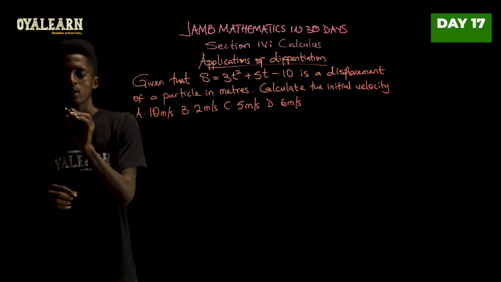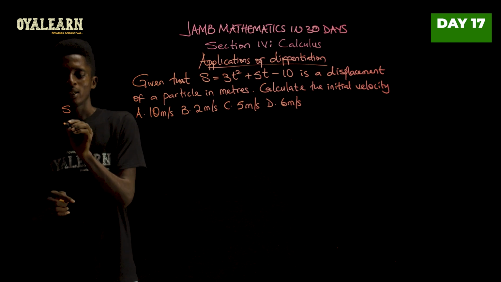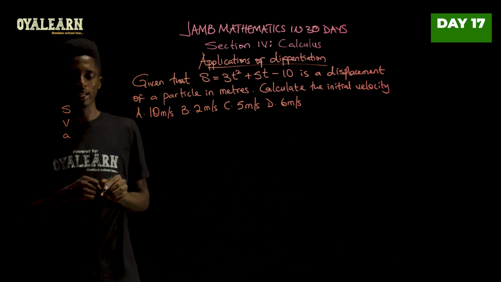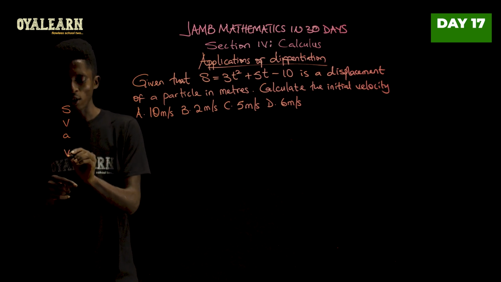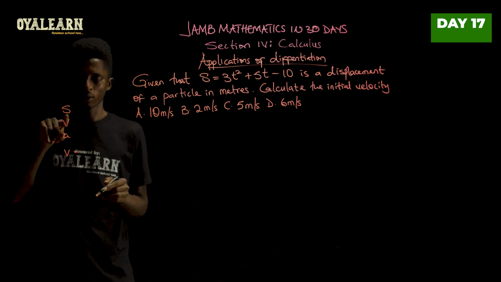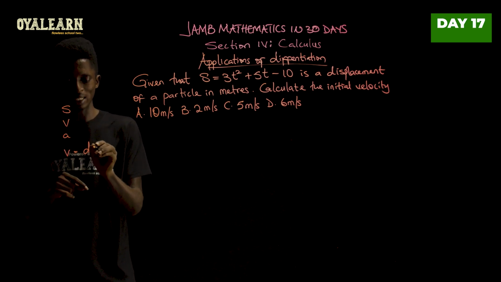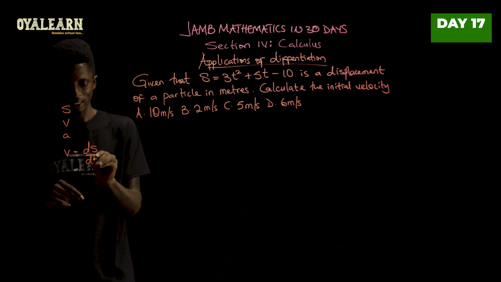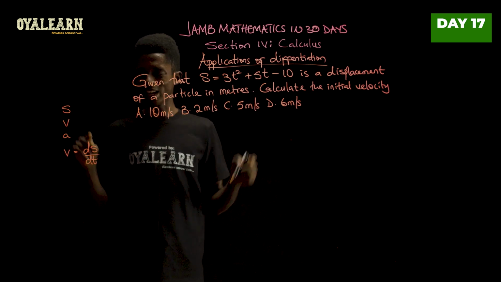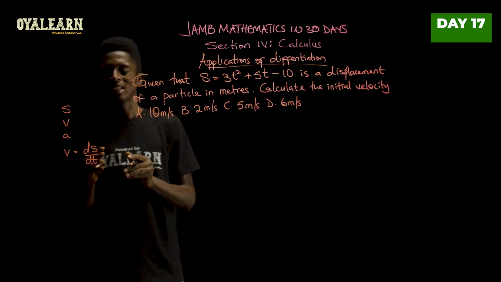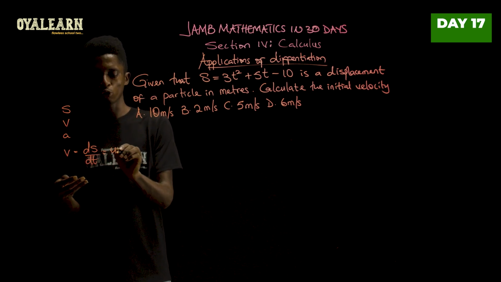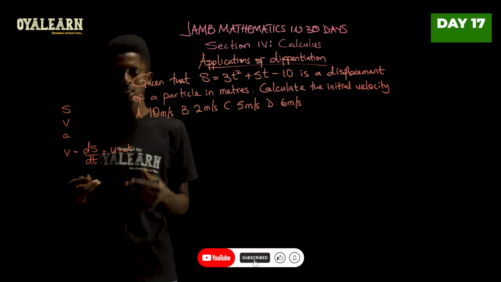When you have s and you're working with velocity, there's also something we call acceleration, a. Now, take note of this. Velocity is actually the first derivative of displacement. That is, it will be ds/dt. So when you find the derivative of the displacement s with respect to time, you'll be getting velocity. And in physics, it is often given as the formula v equals u plus at.